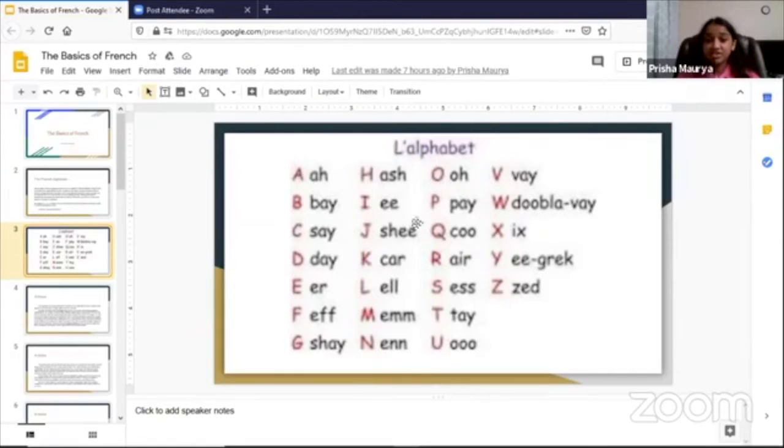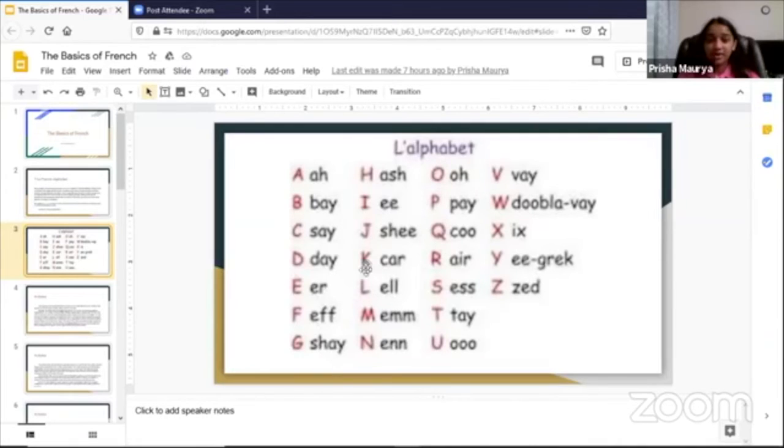The only thing that's changed is the pronunciation, which is listed on the side of the alphabet. So A is pronounced ah, B is pronounced bay, C is pronounced say, and D is pronounced day, E is pronounced uh, and F is eff.